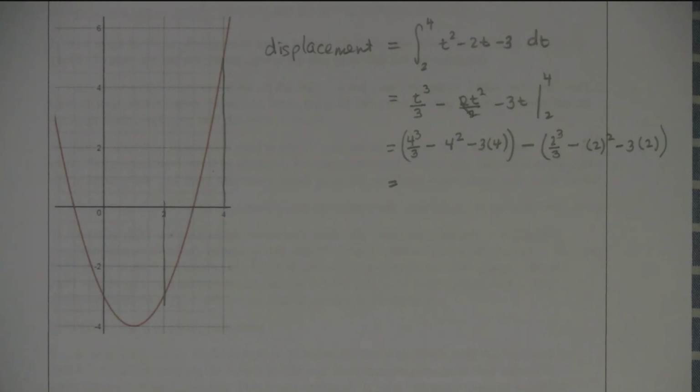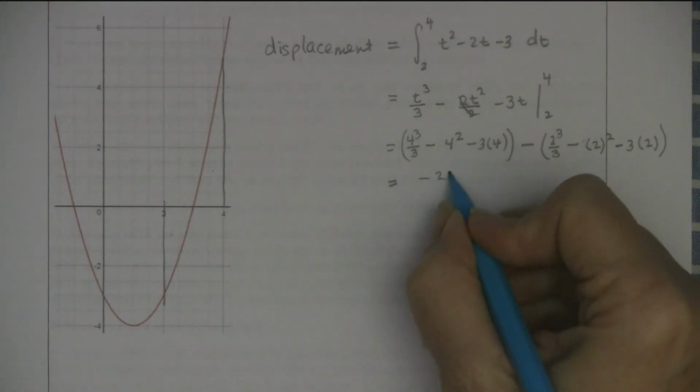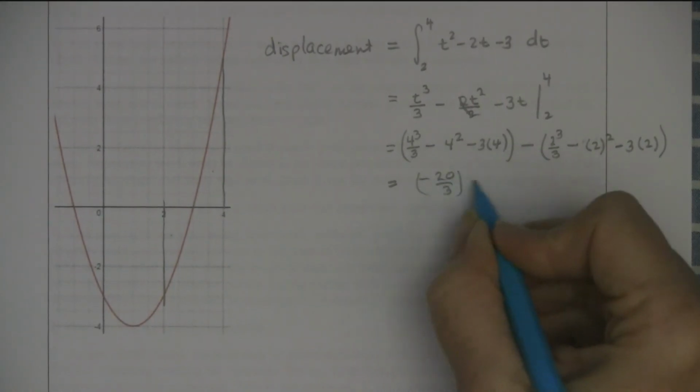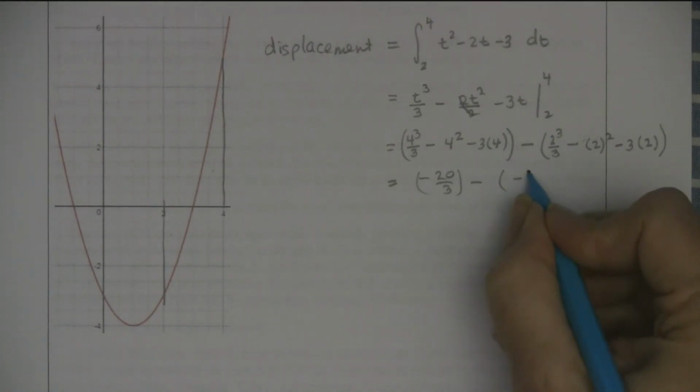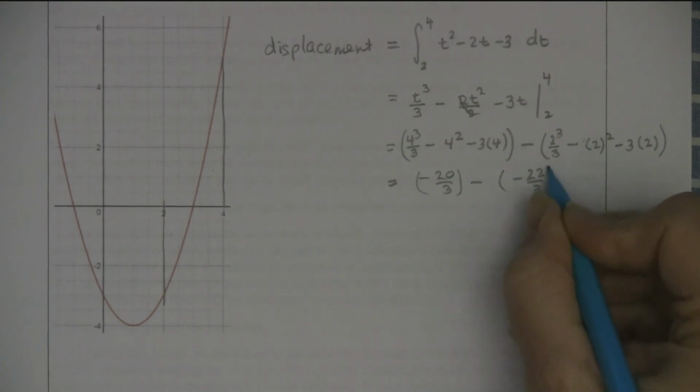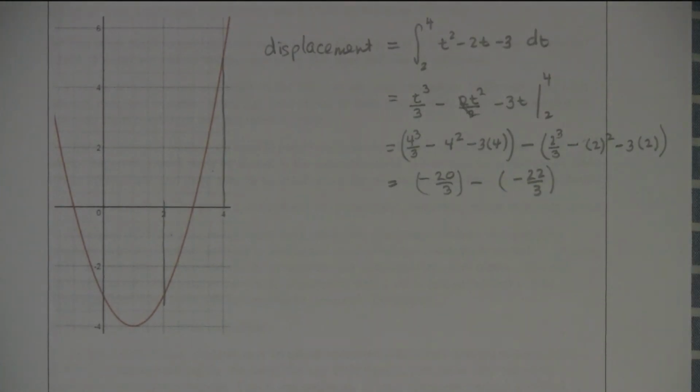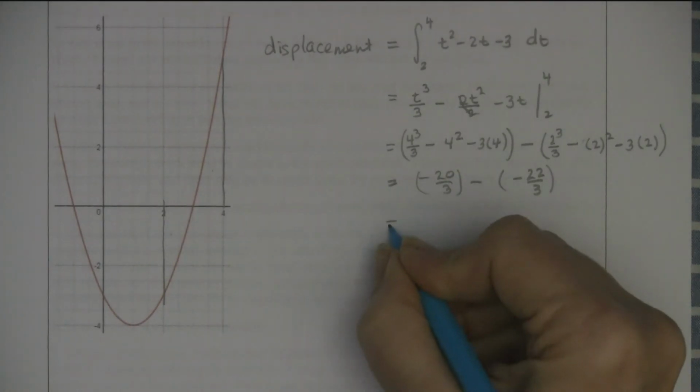So I'm putting this in my calculator. Here I got minus 20 over 3, and then minus, in here I'm going to get 8 over 3 minus 4 minus 6. So I'm going to get minus of negative 22 over 3. When the dust clears, I get negative 20 over 3 plus 22 over 3, which is 2/3.